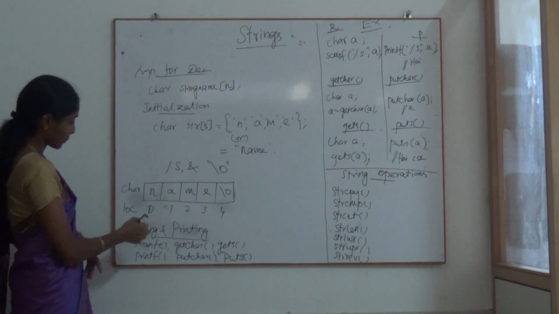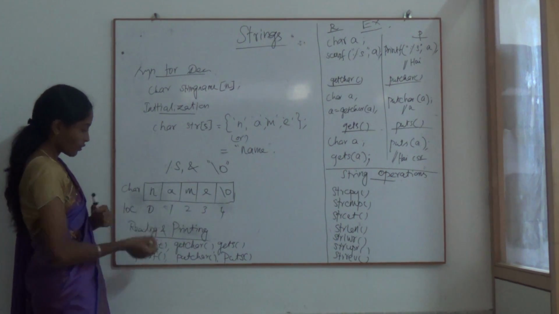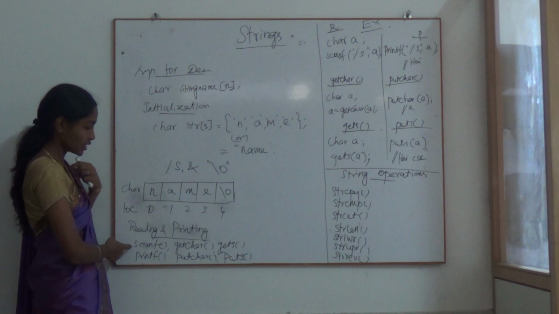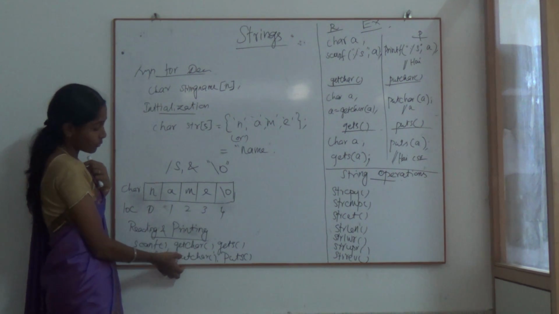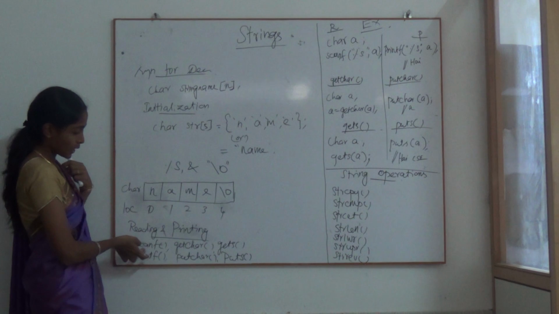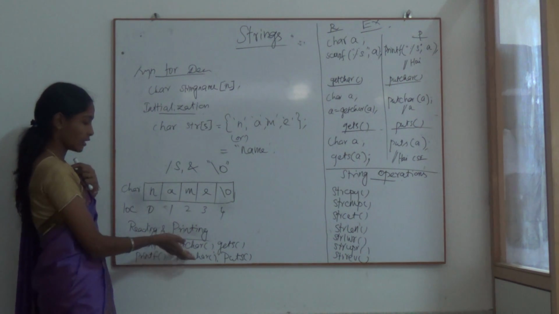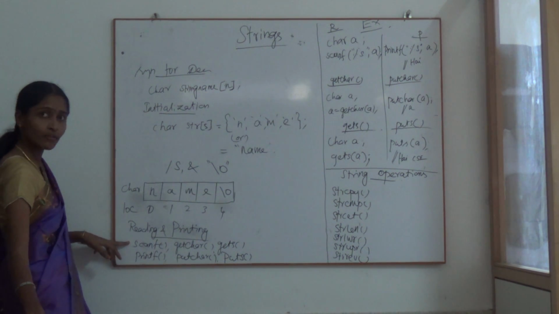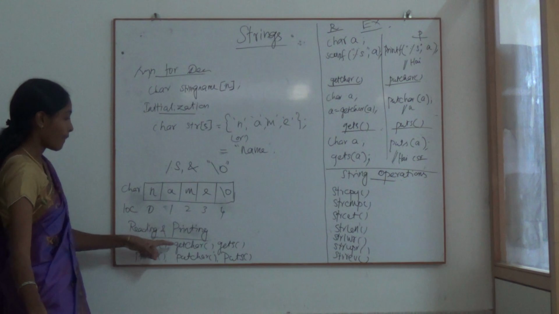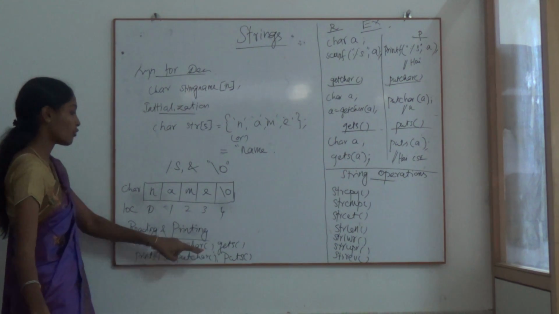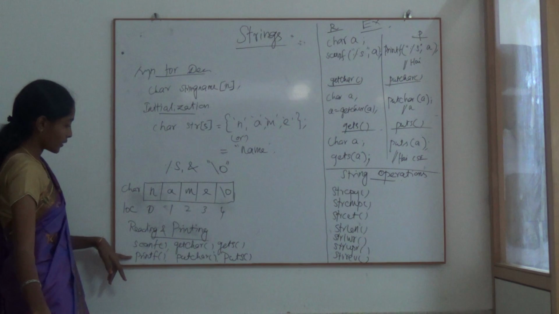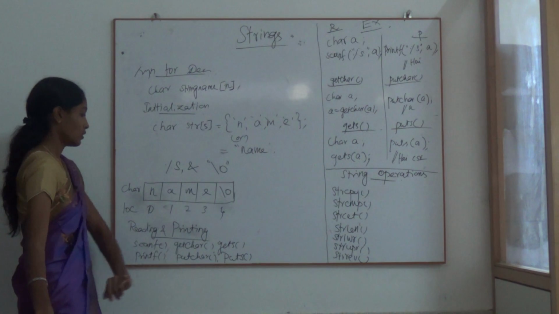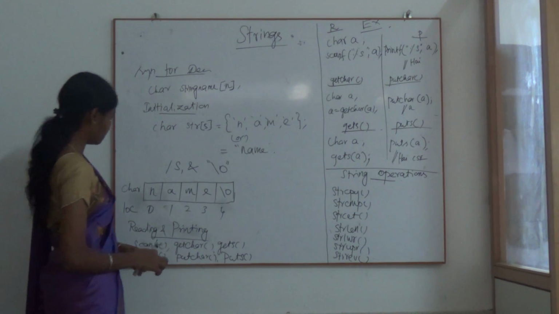The next topic is reading and printing strings. For reading we use formatted input functions and unformatted input functions, and for printing we use formatted and unformatted output functions. Here, scanf is the formatted input function, and getchar and gets are unformatted input functions. Printf is the formatted output function, and putchar and puts are unformatted output functions.